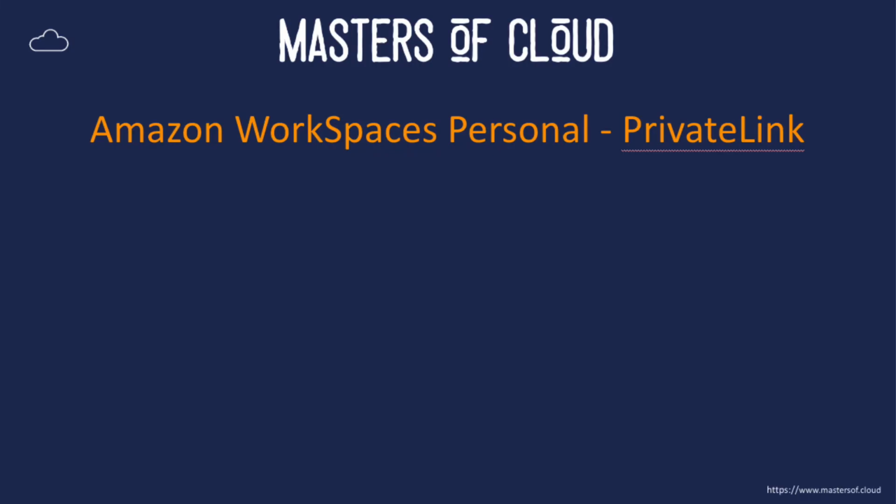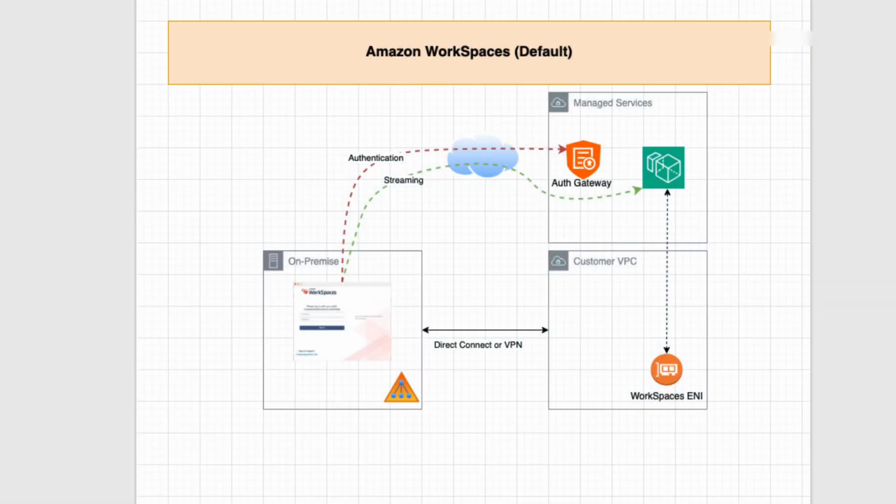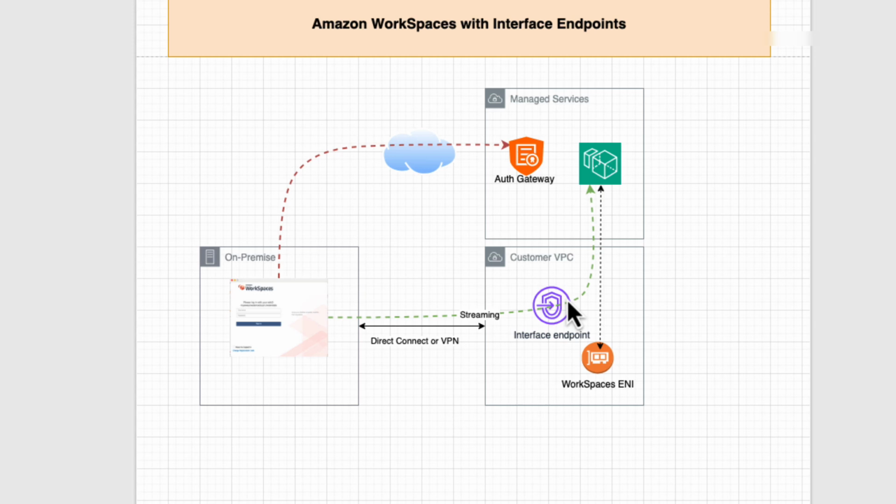Today in this video we're going to have a look at the new feature that was released maybe 48 hours ago, which is called WorkSpaces Interface Endpoints, powered by Private Link. Ultimately, it's a way of connecting to WorkSpaces for the streaming traffic, not across the internet, but instead streaming that traffic privately across our managed Direct Connect or VPN and through our customer VPC.